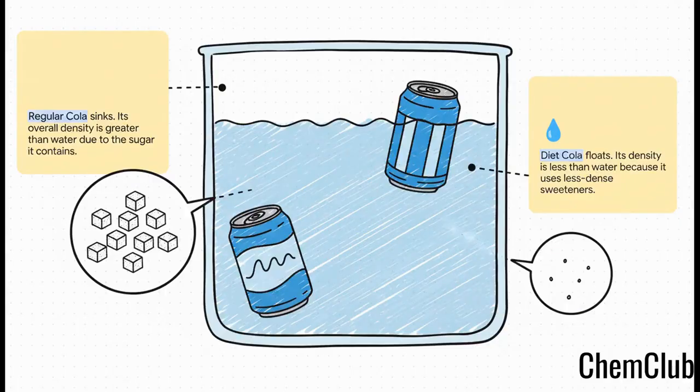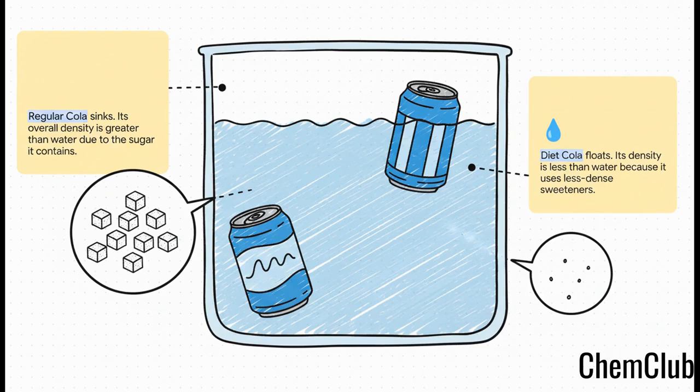And the answer is that Diet Coke floats. Kind of weird, right? But here's why. The regular Coke is loaded with a lot of pretty dense sugar. That makes the whole can's density just a little bit greater than water's, so it sinks. The Diet Coke, though, uses just a tiny pinch of a much less dense artificial sweetener. That makes its overall density just a bit less than water, so it floats.